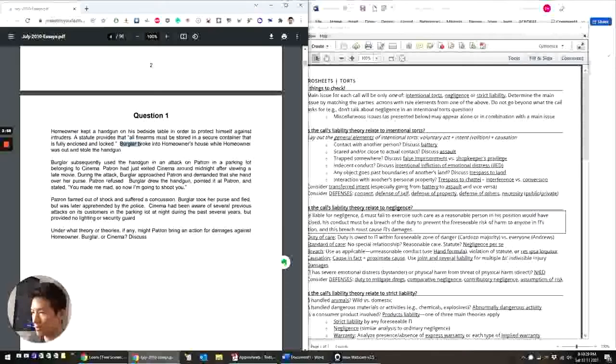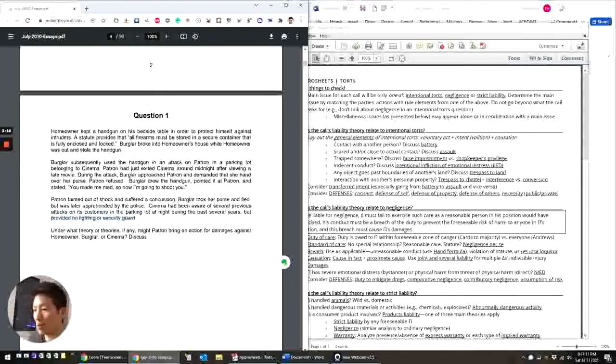There's a burglar who stole the handgun and came out. There's a patron who came out at night, and the burglar approached the patron. He says something here, so this is all very intentional type actions. Patron fainted. Burglar took her purse. They got caught. The cinema was aware of these attacks on customers during the past several years. So they were aware of it, but did not do anything about it.